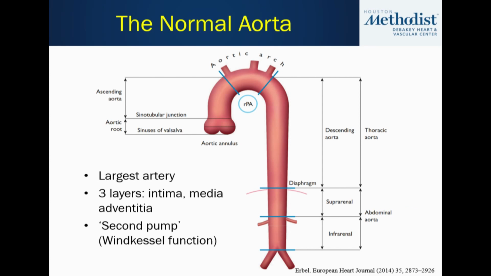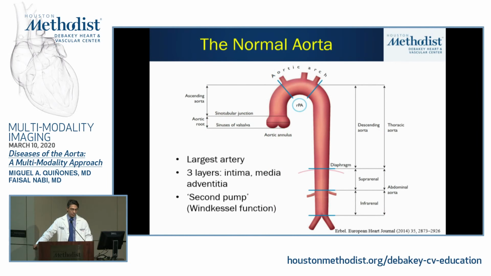So let's discuss a little bit about the aorta here. The aorta is, as you know, the largest artery in the body. It's composed of 5 different segments. You have the aortic root as one part, followed by the ascending aorta, followed by the aortic arch, followed by the descending thoracic aorta, which ends at the level of the diaphragm, and then finally the abdominal aorta. The arterial wall, which is important for a future portion of this lecture, is composed of 3 layers: the intima, the media, and the adventitia.